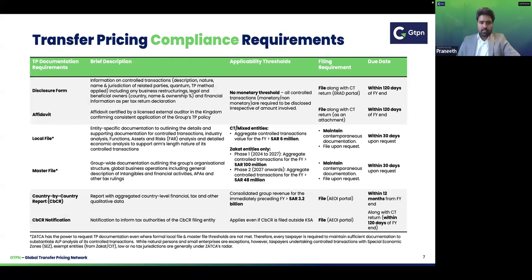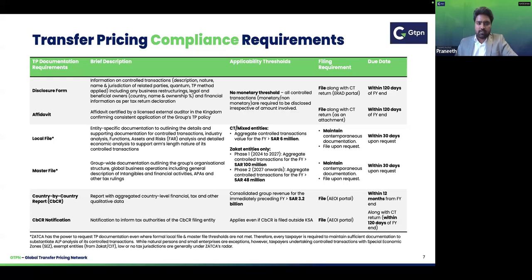Thanks, Anand. So this gives a good snapshot of the compliance obligations in KSA for taxpayers. It's important to understand that non-compliance in itself will, at the first stage, be viewed negatively by ZATCA. So we have to be well aware of the TP documentation requirements at year end, depending on the thresholds, due dates, and the penalties.